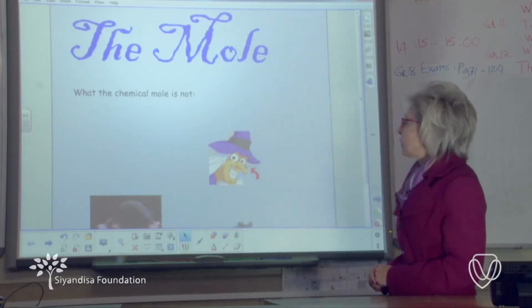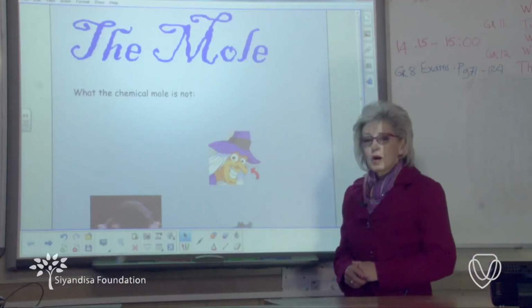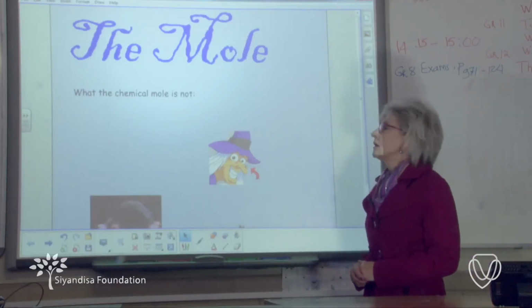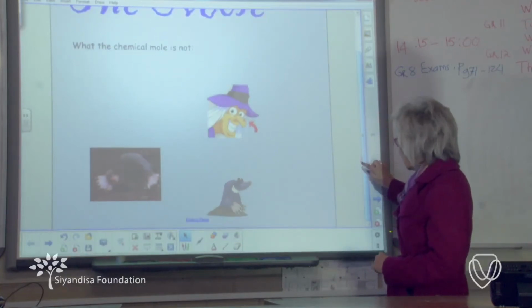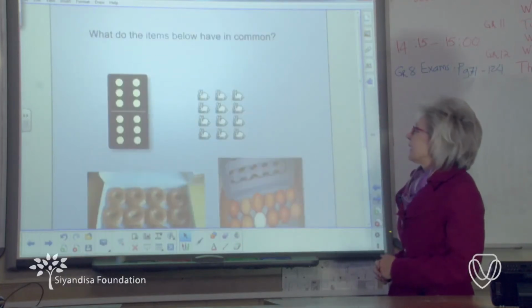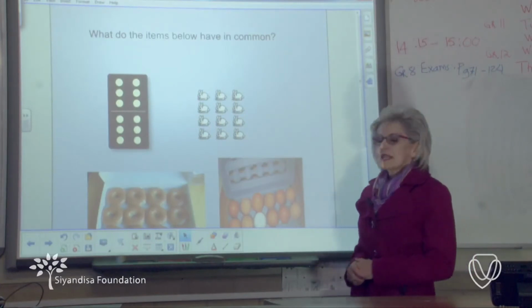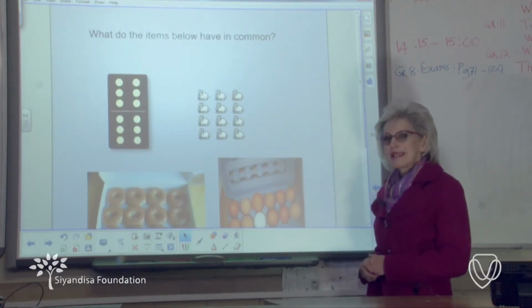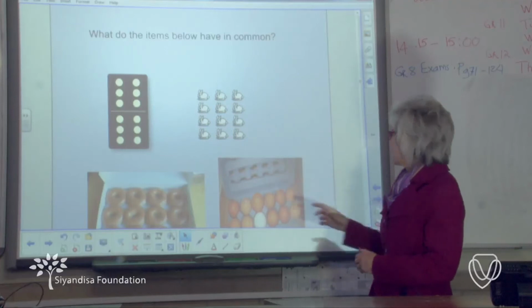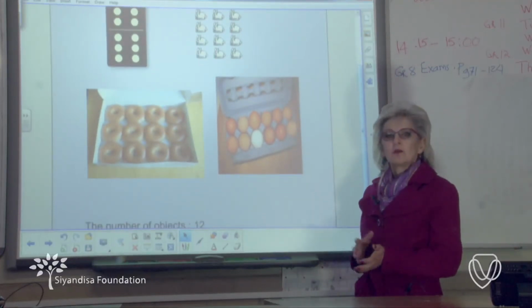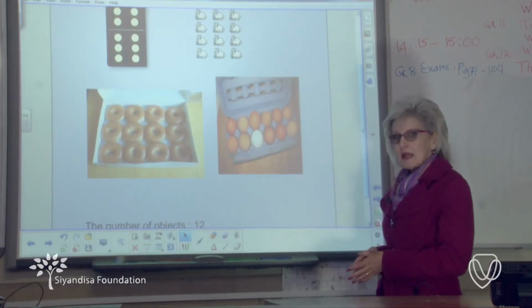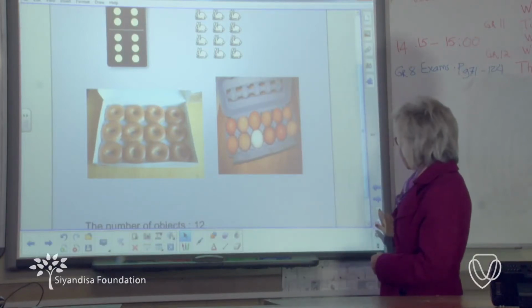So the mole, we're all familiar with a mole, the chemical mole, and this is not, as we've seen it here, a mole or the little animal that we're familiar with. What do these items have in common? These very basic concepts, we all know each of those represent 12. And for 12, we've got one word, which is a dozen. Now, the chemical mole is a similar quantity.